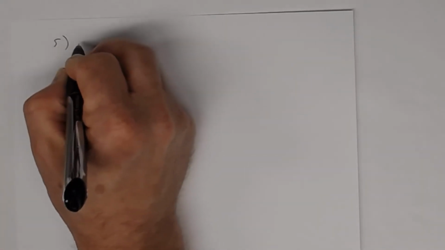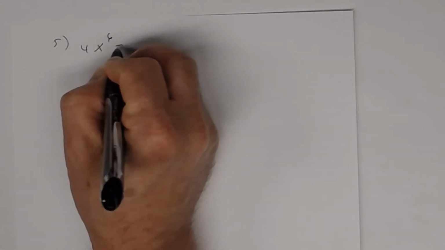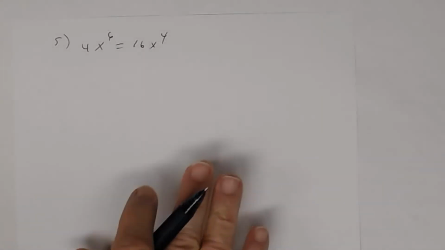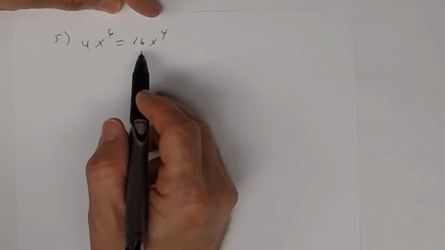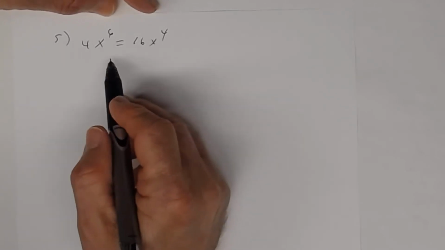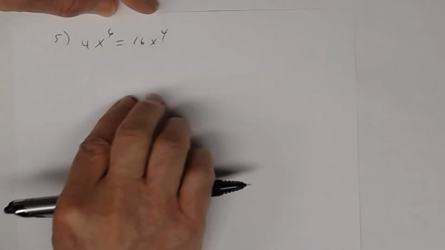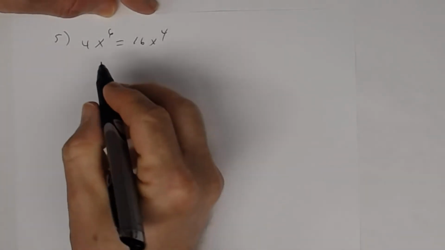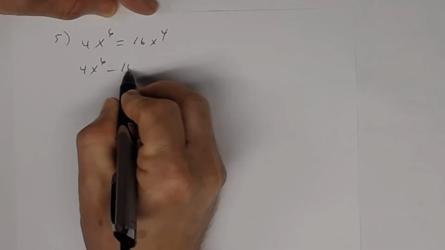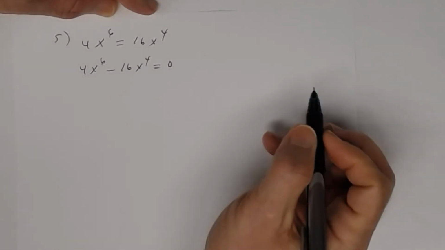Okay, number 5. Let's do a couple more. So number 5, we have 4x to the 6 equals 16x to the 4th. In this case, let's again put it in standard form, because at some point we need to use the zero factor property, and in order to use the zero factor property, you have to have 0 on the other side. So I have 4x to the 6 minus 16x to the 4th equals 0.